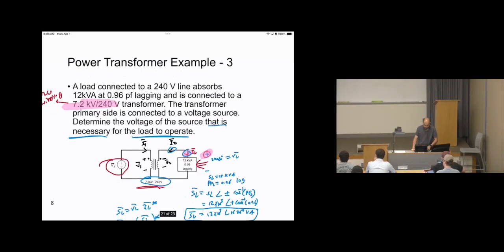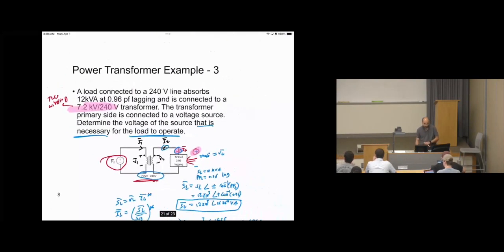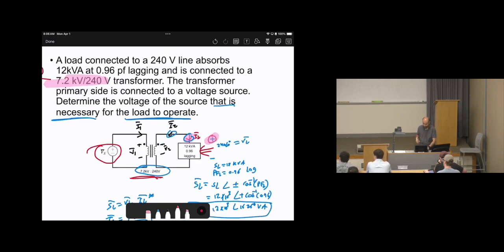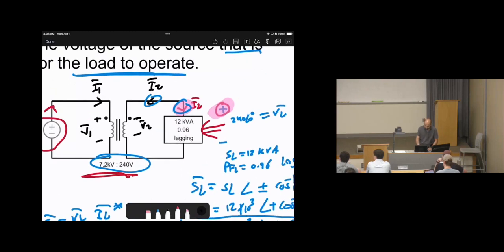Okay, last lecture we started this power transformer example, and we need to find the voltage of the source and the current of the source, Vs and Is. So how can we find the current or the voltages? Basically, we start by making the voltage notations, V1 bar, V2 bar, I1, I2, such that the positive will be at the dot side, and the current enters the dot side.